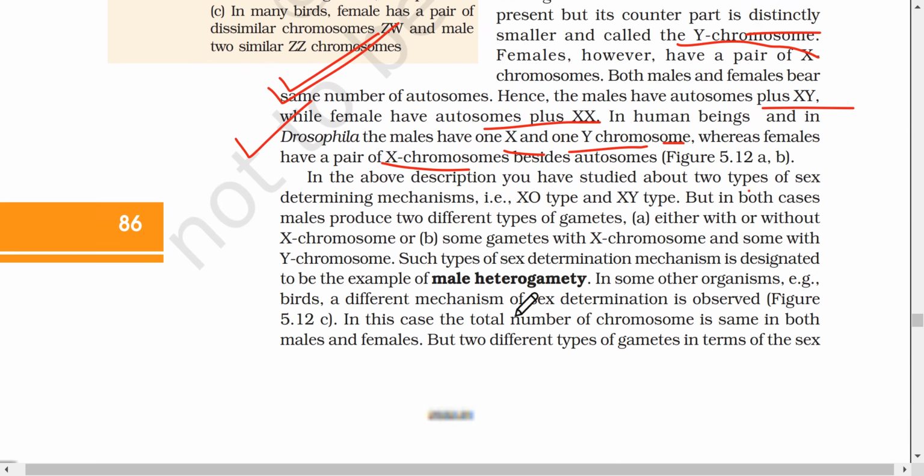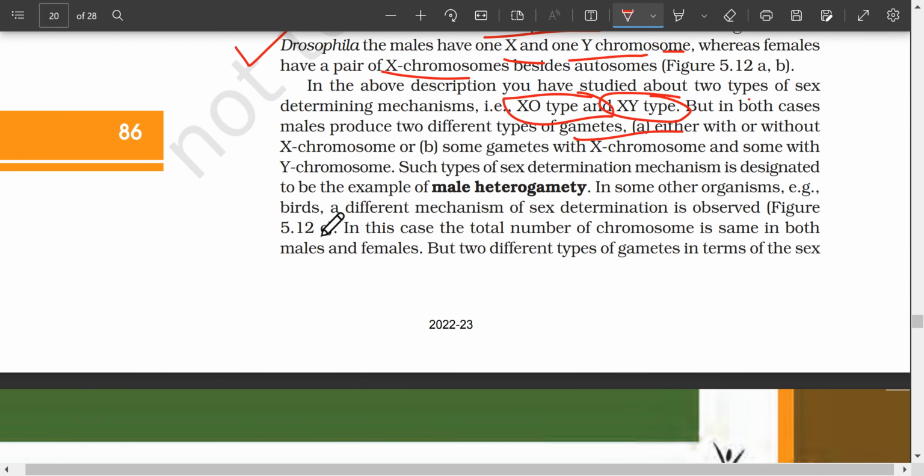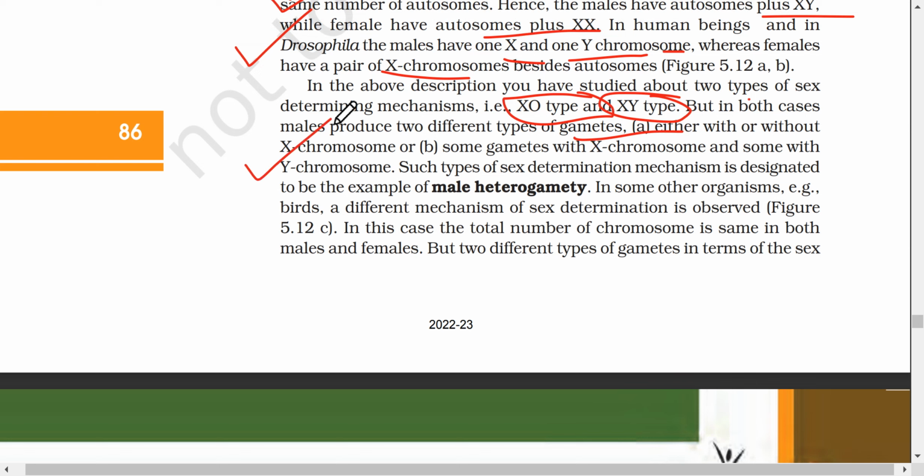In the above description, you've studied about two types of sex determining mechanisms, that is XO type and XY type. But in both cases, males produce two different types of gametes, either with or without an X chromosome. पहले case में some with X and some with Y. दूसरे case में ऐसे, such types of sex determination mechanism is designated to be the example of male heterogamety. यानी males में दो options आ जाते हैं, for example in case of insects, एक में X बॉडी आएगी दूसरे में नहीं आएगी, this is heterogamety.